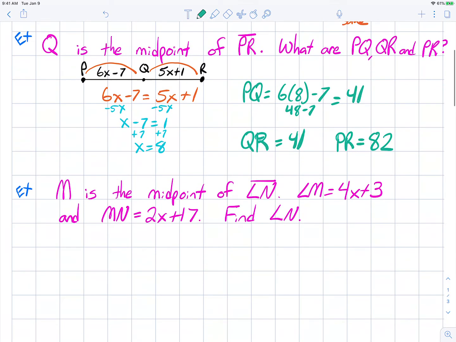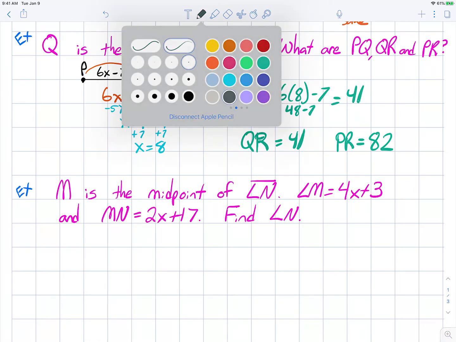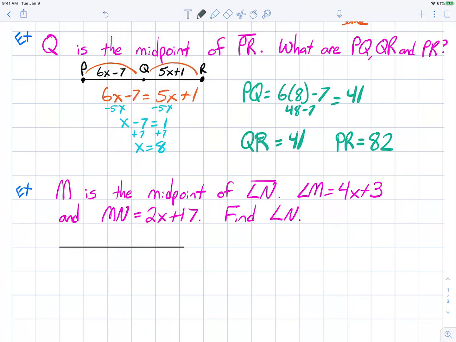Let's try another one. M is the midpoint of LN. LM is 4x plus 3, and MN is 2x plus 17. So as I said earlier, if you're given something like this and you don't have a picture, draw it. So we have LN as our line segment that came from that information. M is going to be our midpoint. I'm going to put it right there. And then I'm going to label. So I'm going to say that LM is 4x plus 3. I'm going to write that right here. And MN is 2x plus 17, so I'm going to write that right there.